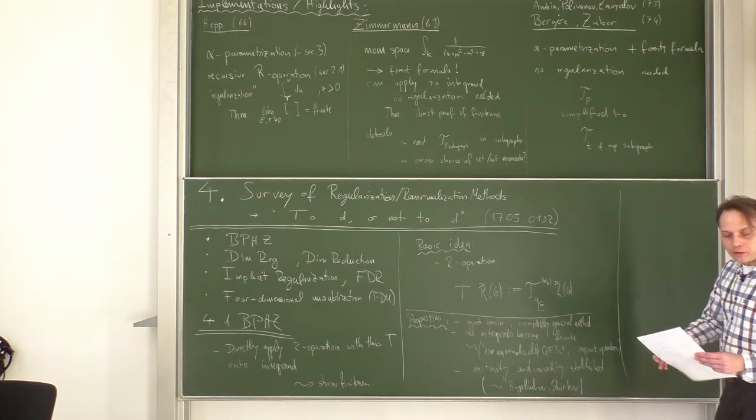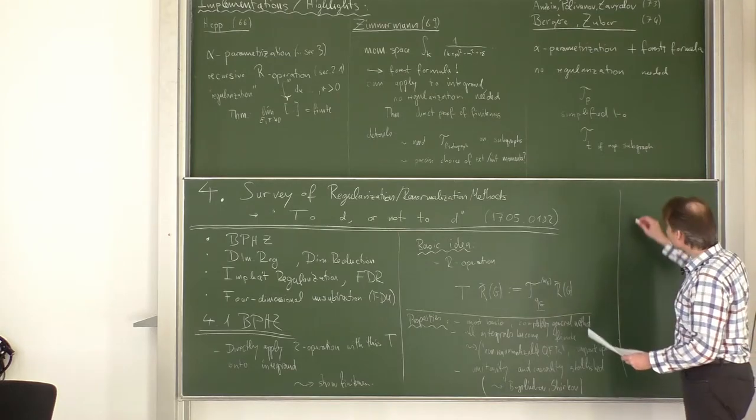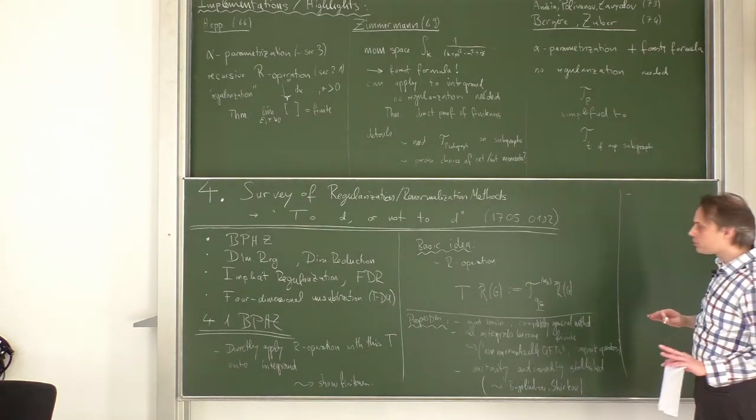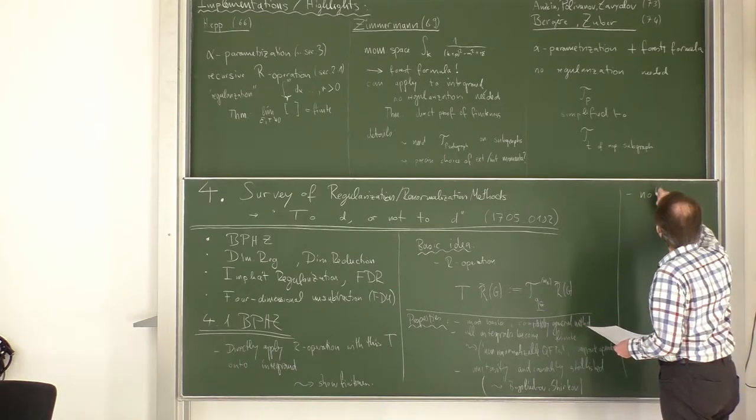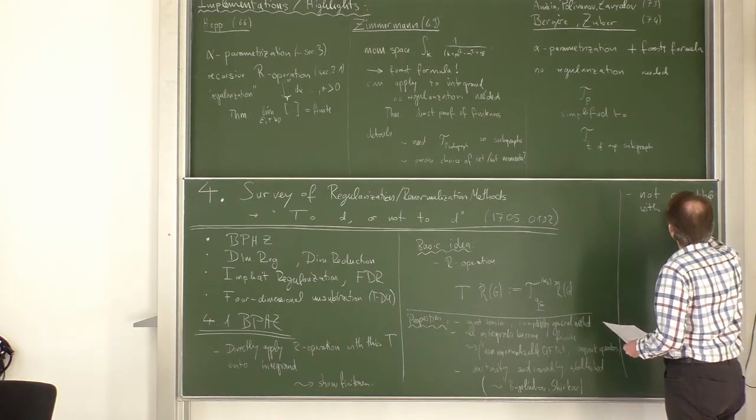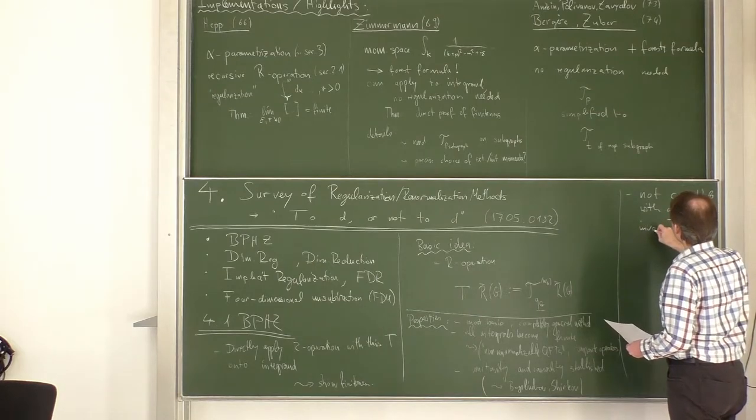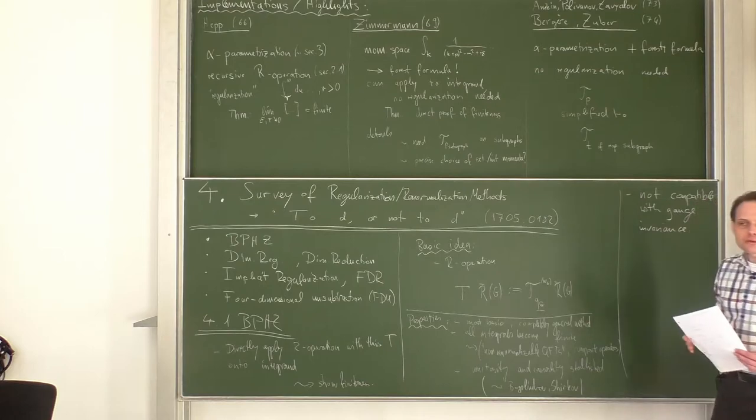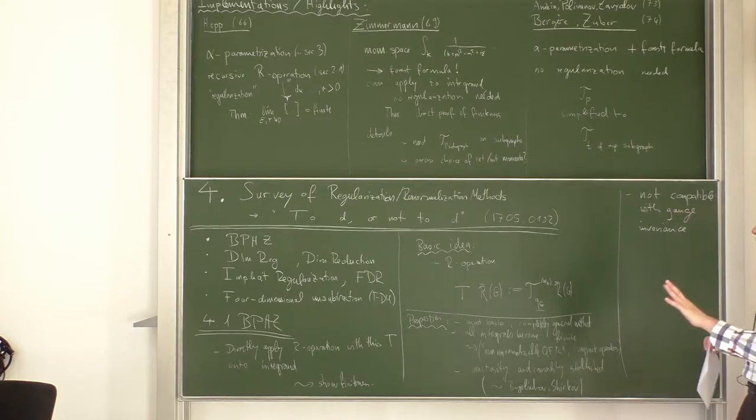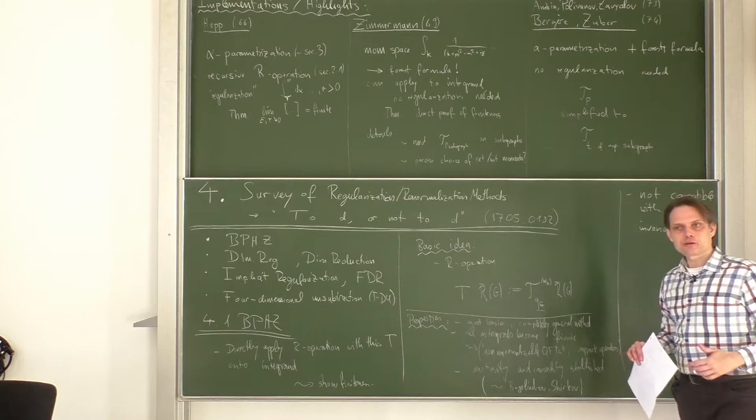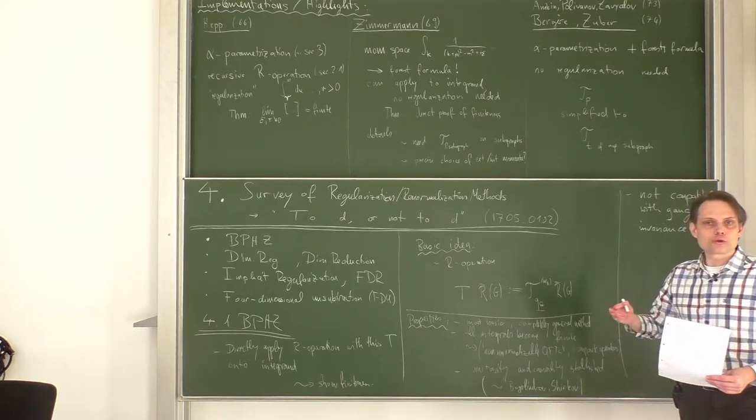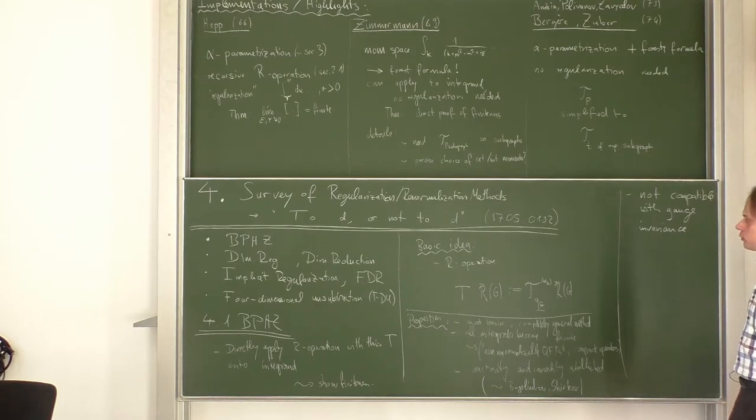Now, another very important property of interest for all of us is the following disadvantage. Namely, this BPHZ is not directly compatible with gauge invariance. Which means the following: if you apply the BPHZ literally, and you generate your finite renormalized expression, then this finite renormalized expression does not fulfill the relations corresponding to gauge invariance.